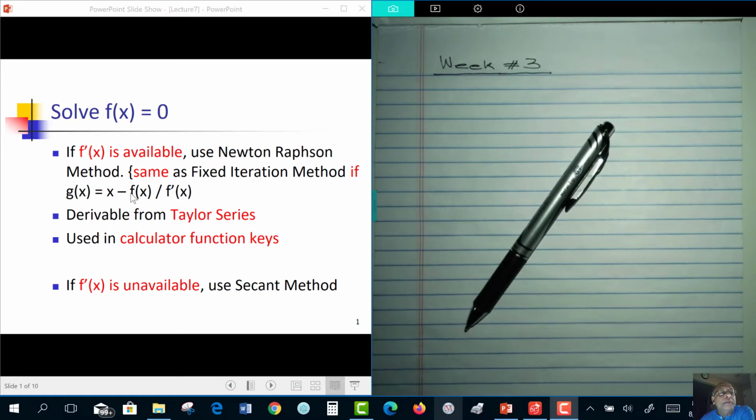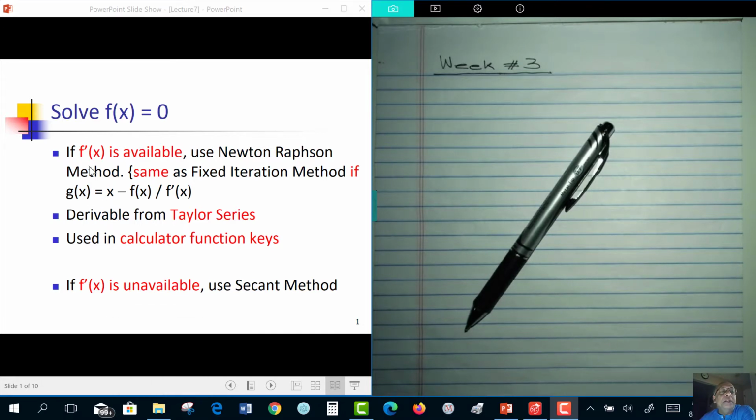Now I want you to remember that we can write this function, this equation, in many different ways. So we can express this function in many different forms so that it will have the same root. And some forms of functions are better than others depending on their first and second derivative. So you should remember that.